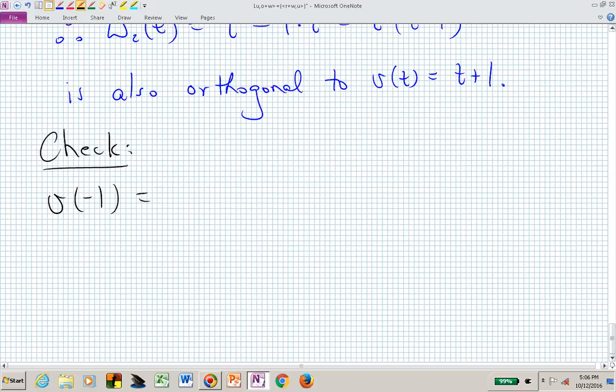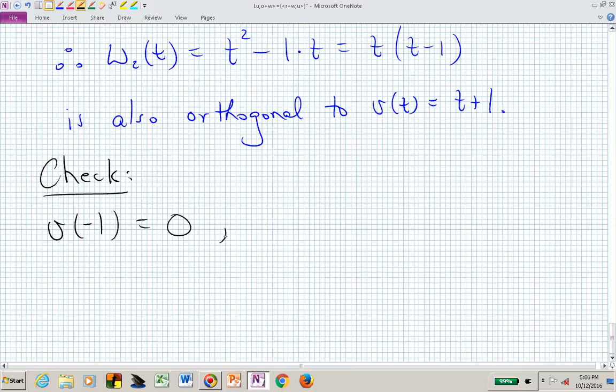V of minus 1, that's now 0. V of 0 is 1, and V of 1 is 2. And now we still have W up there, so we have W of minus 1. So we square minus 1 and we get 1 minus a minus 1. So is that 2?